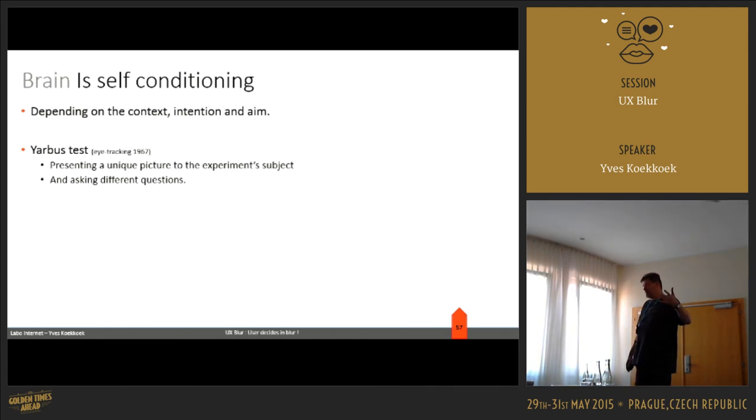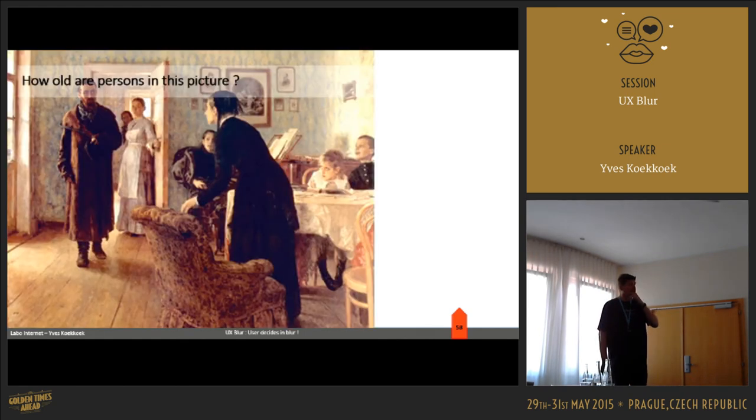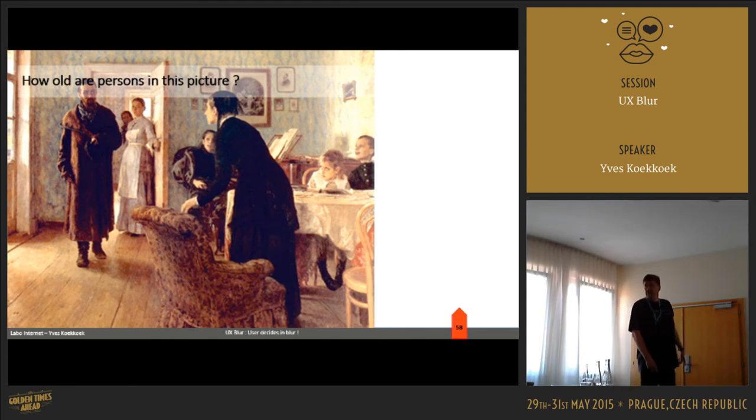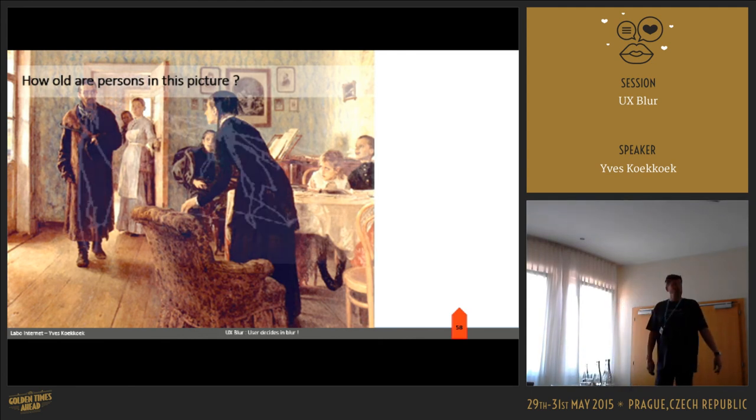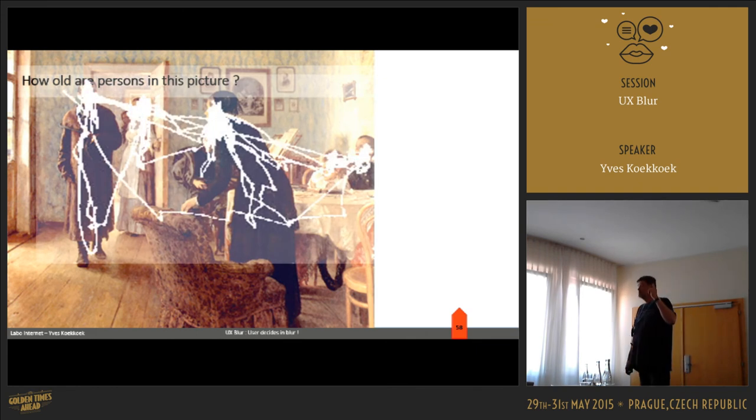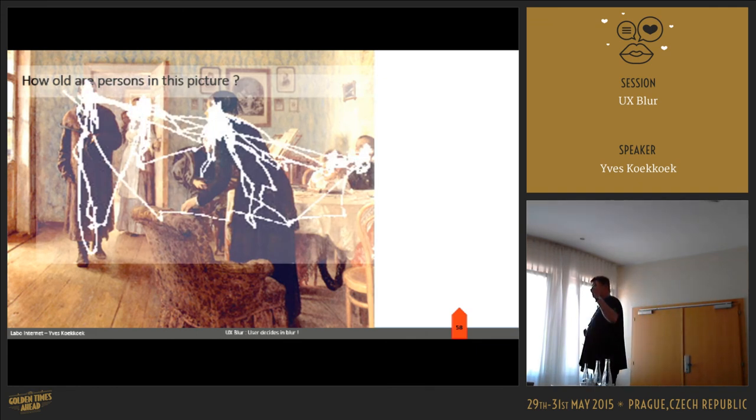And the eye tracking is very old, with laser eye tracking. It's a big machine where you are fixed in with a very small screen, but it works. And we see the gaze. Where are the eyes? And watch this. This is the picture, and we ask the person, are the persons in this picture old? Face. Mostly faces.